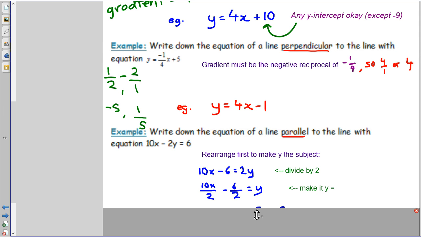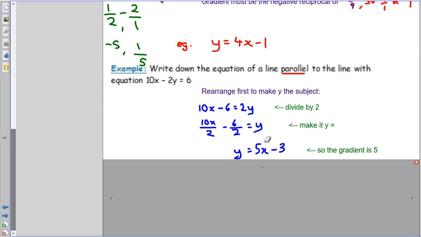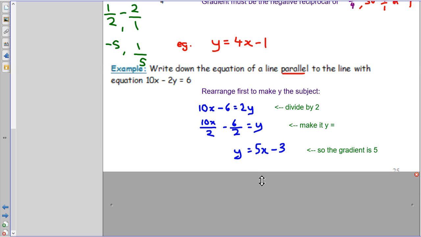I went straight to breaking up the numerator. 10x over 2 minus 6 over 2. You could have started with 10x minus 6 all over 2 and then broken up the numerator, because you're allowed to break up a numerator. 10x over 2 will just give you 5x. 6 over 2 will give you 3. So the equation is y equals 5x minus 3, so the gradient is 5.